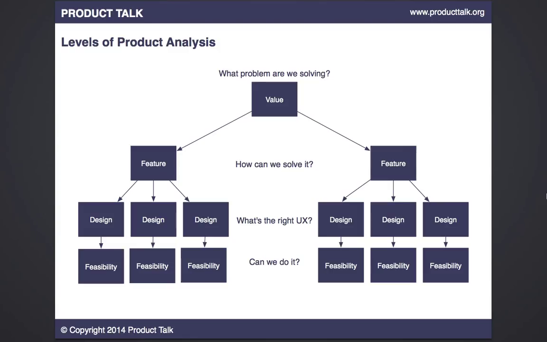Are we verifying that a problem exists and/or testing a specific value proposition? Are we testing a feature that can deliver on that value proposition or solve that problem? Are we testing a specific design that implements that feature? Or are we testing the technical feasibility of a design or feature? Knowing which level we are testing helps us to draw better conclusions from our experiments.